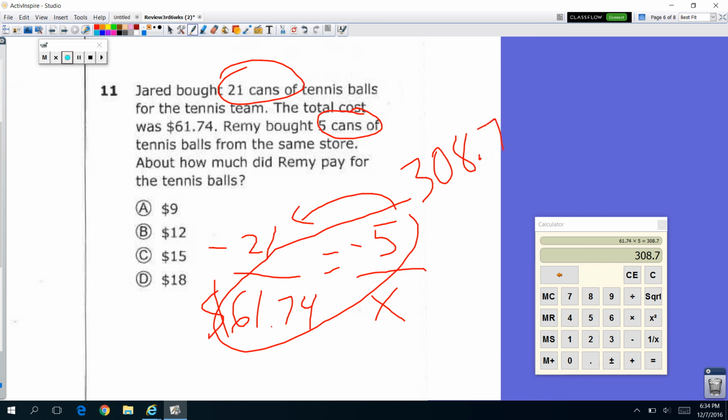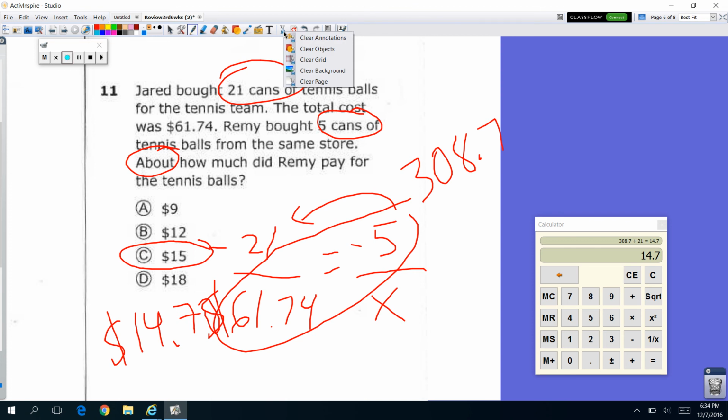308.7. And now I divide that by 21. Divided by 21. That gives me $14.70. So $14.70. And again, it's about, so the closest of the answer choices is 15. Okay, so that's number 11. Again, when I'm clearing that, I gotta remind you, please rewind, pause, whatever you need to do.